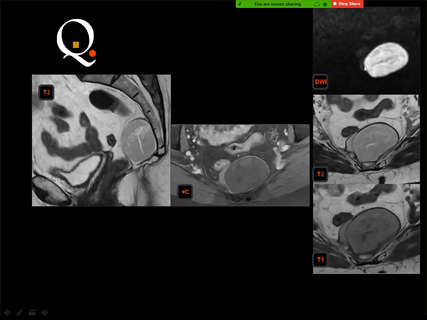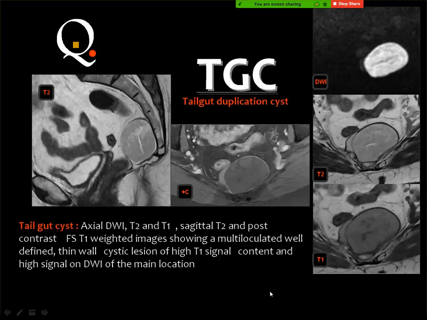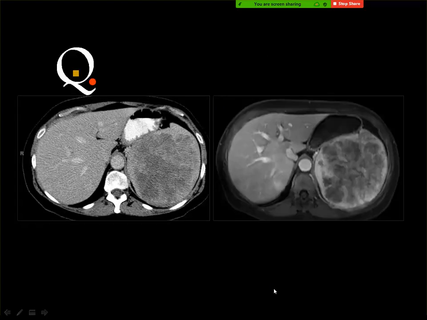No, this is the diffusion. The most famous one is duplication cyst. No. Duplication cysts do not cause diffusion restriction. Okay, and this is tailgut cyst. Once more, okay.